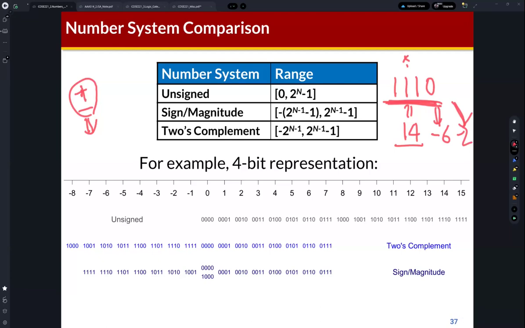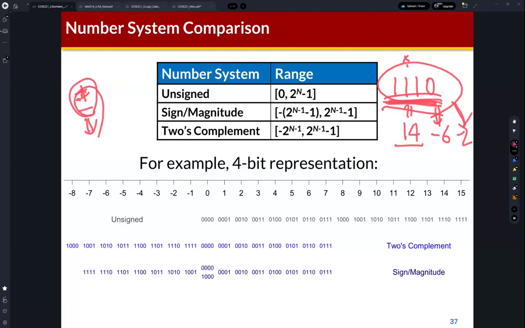But if this number is two's complement, then it is -8 plus 6, which is -2, right? In the digital system, the data can be the same, but based on the type of data, it represents different numbers. So you need to consider this in the digital system, because the sign of the number can also be represented using a digital number, 0 and 1.